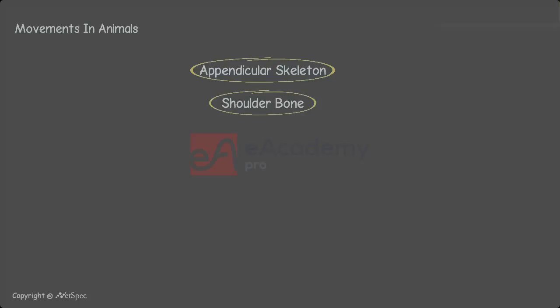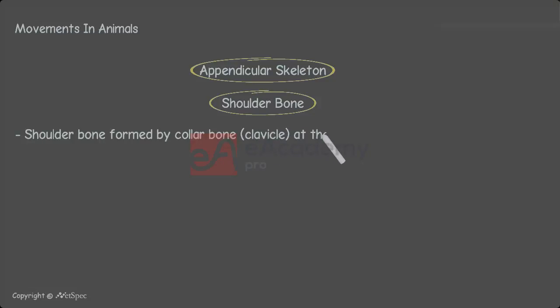Next, let us move on to the appendicular skeleton. This appendicular skeleton is composed of shoulder bones, hand bones, hip bone, pelvic bone, and leg bone. First of all, let us see about the shoulder bone. The shoulder bone is formed by the collarbone.